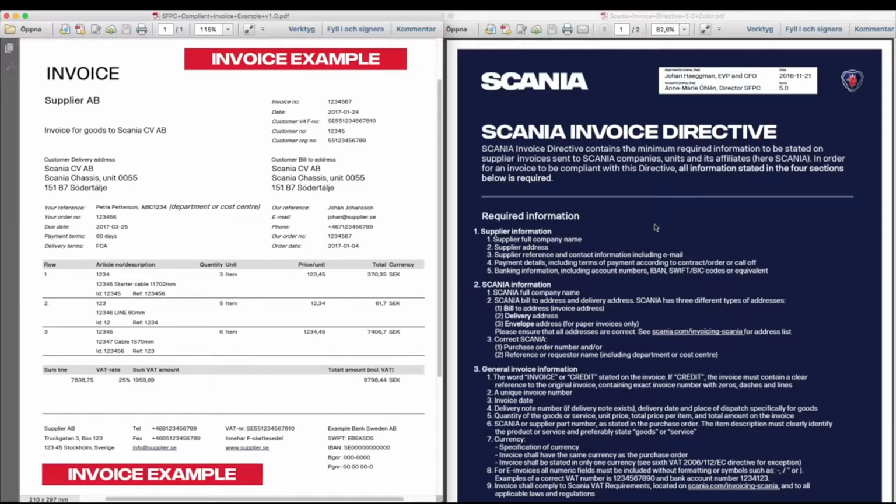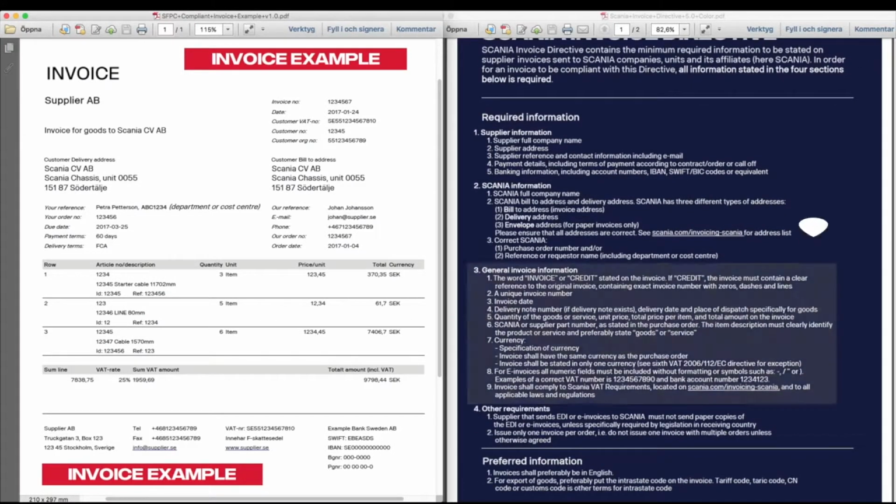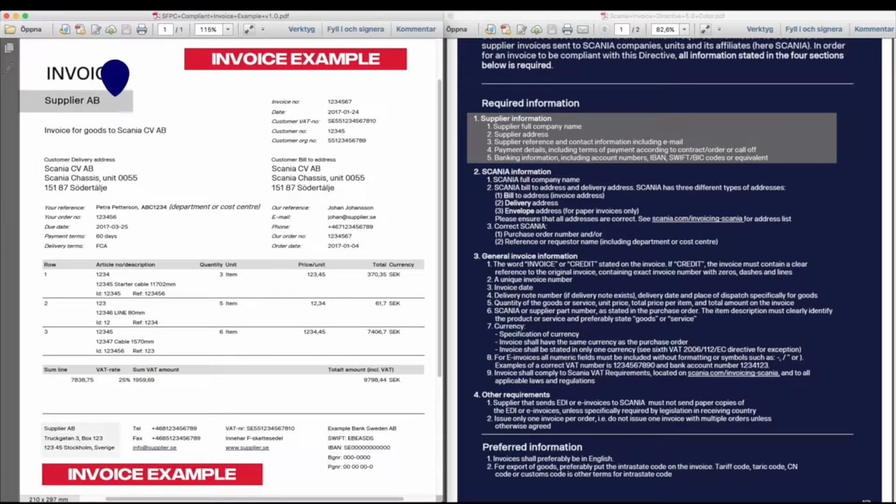The directive consists of 4 sections: required supplier information, Scania information, general invoice information, and 2 other requirements. To start with, the supplier information must include the full company name and address, a reference and contact information, including email address, and payment details such as payment terms and banking information.